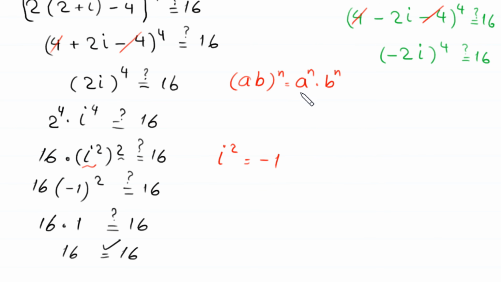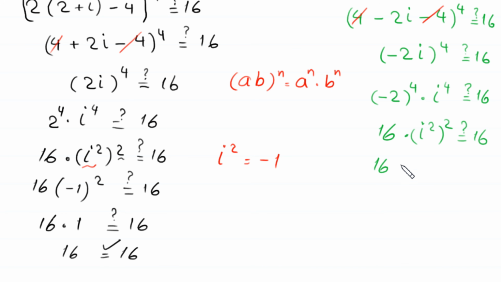Now by using this property, this (negative 2i) whole to the power 4 will become (negative 2) to the power 4 times i to the power 4. Is it equal to 16? This (negative 2) to the power 4 is 16 times this i to the power 4 can be written as (i squared) whole squared. Is it equal to 16? Next, 16 times we replace this i squared with this negative 1. So we write here (negative 1) squared. Is it equal to 16?